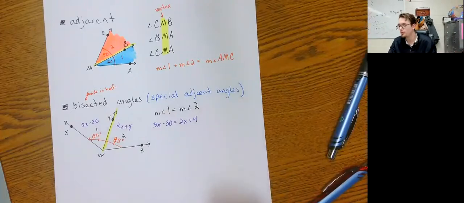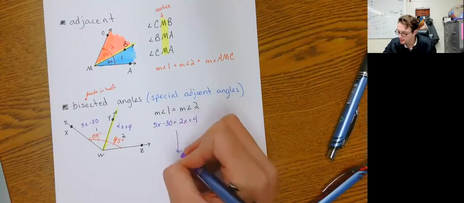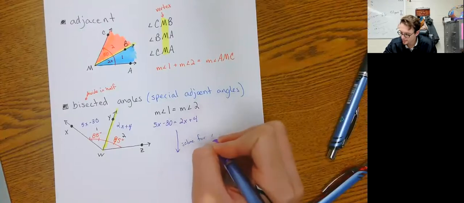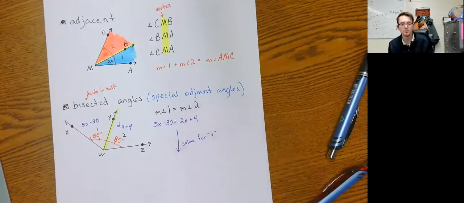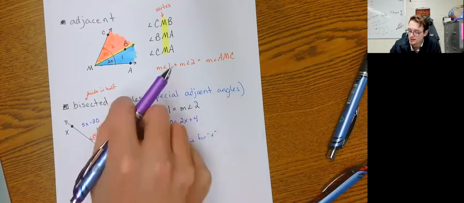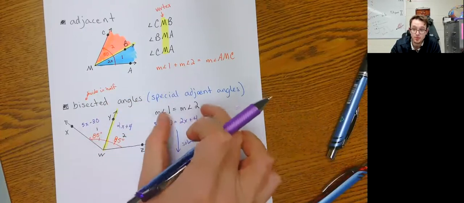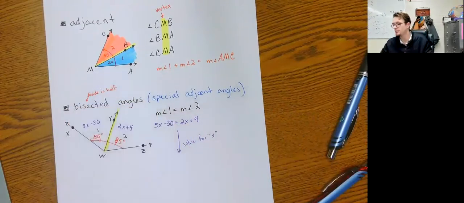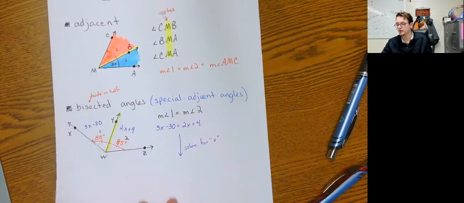I don't think this problem would work out very nice, but you could go through and solve for x. And I'll make a video explaining these types of problems, doing a few examples. But the point is, if you have bisected angles, you can set them equal to each other. You can set this half equal to this half. All right, so let's move on from that and go on to some other types of angles.